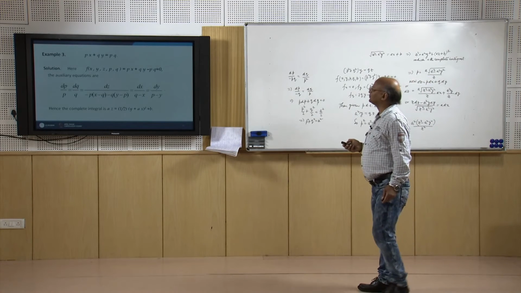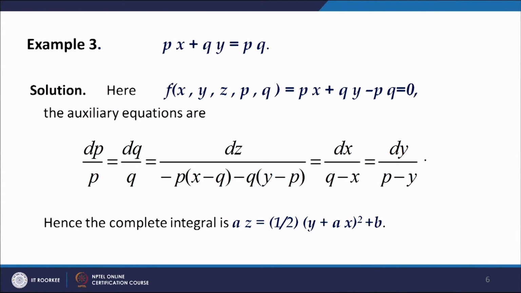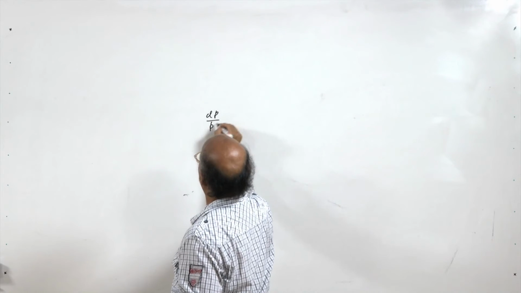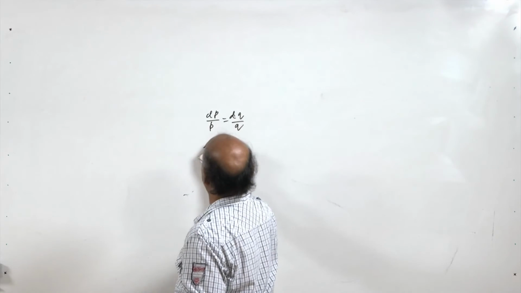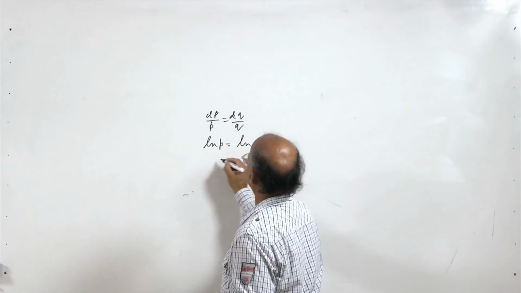There is another example, px plus qy equal to pq. So here f(x, y, z, p, q) equal to px plus qy minus pq equal to 0. The auxiliary equations are dp over p equal to dq over q equal to dz over this, dx over this, dy over this. Now here it is easy, we can see that there exists a relation between p and q, which is given by the first equation, dp over p equal to dq over q. So let us use that relation. When we integrate, ln p equal to ln q plus ln a.